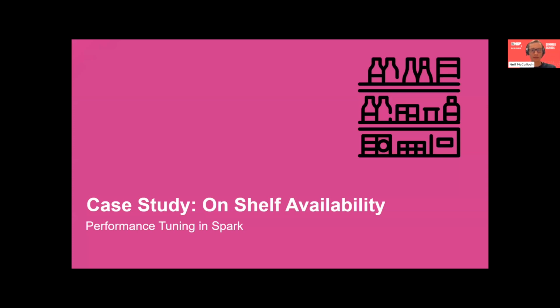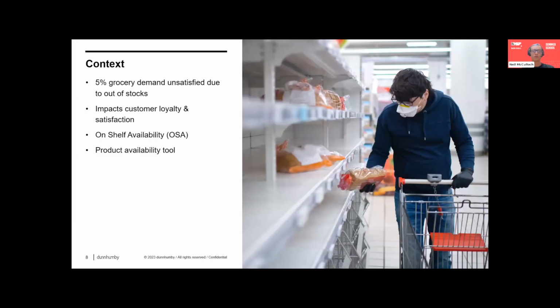Okay, so to bring the theme of performance optimization to life, I'm going to dive into a case study on a dunnhumby solution called on-shelf availability. This case study focuses on one of our Spark-based modules at dunnhumby, which is our product availability analysis tool, on-shelf availability. But for some context, why do retailers care about availability?